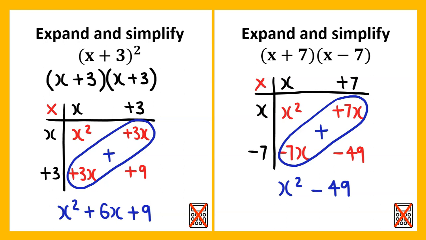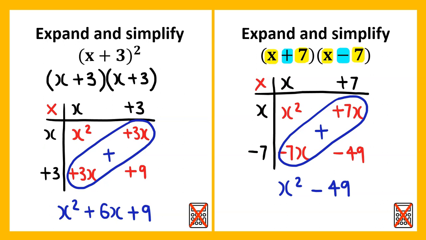This is a special case where the term here inside the bracket is the same as the term here, and the term here is also the same as the one here, but these are separated by one being a positive and one being a negative.